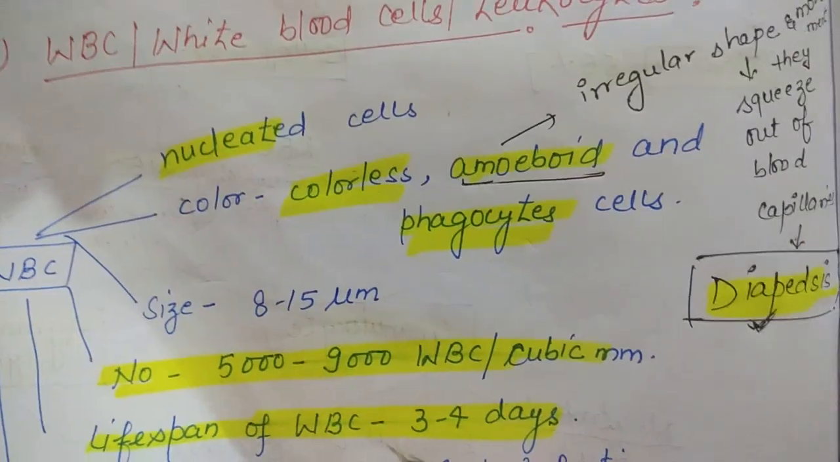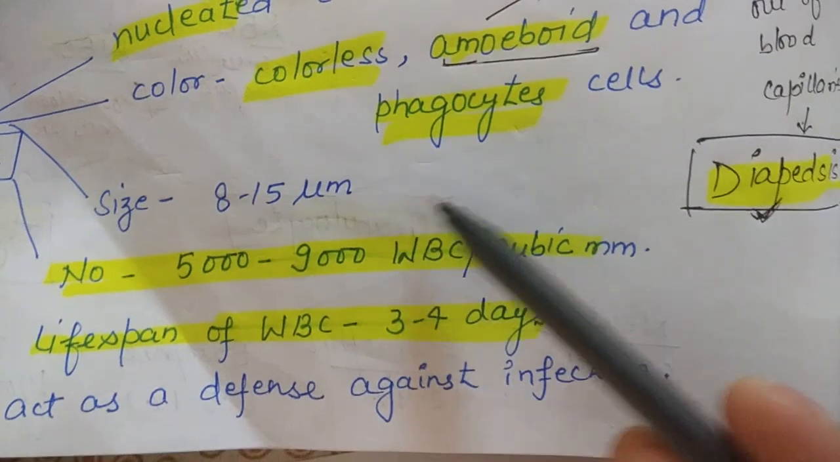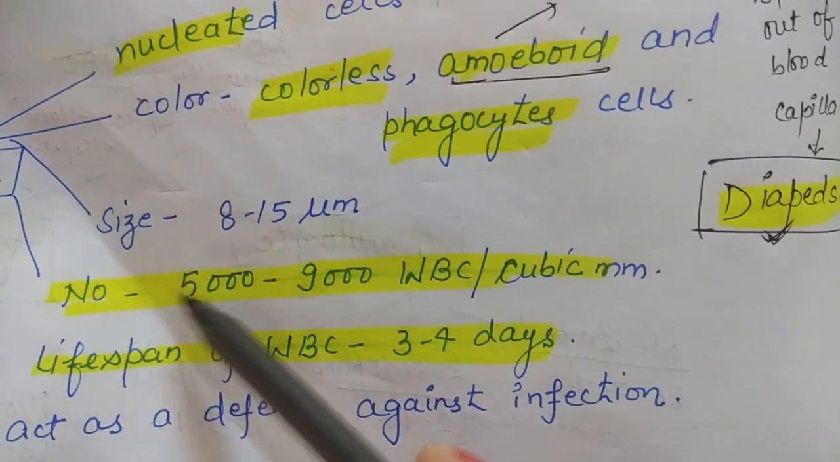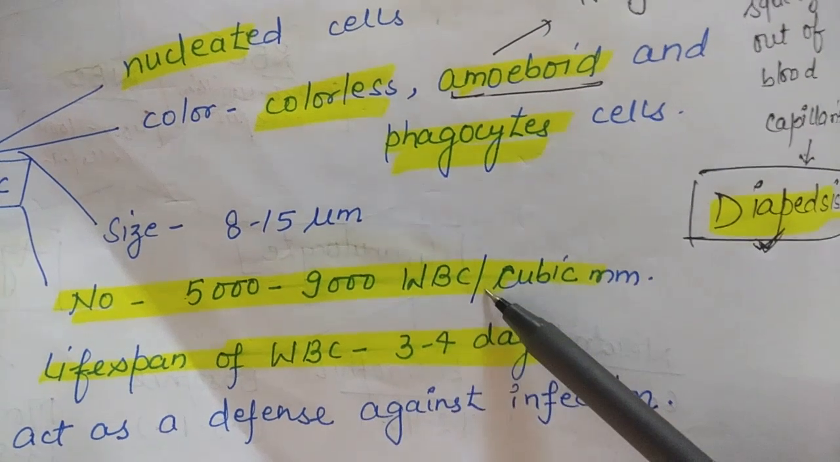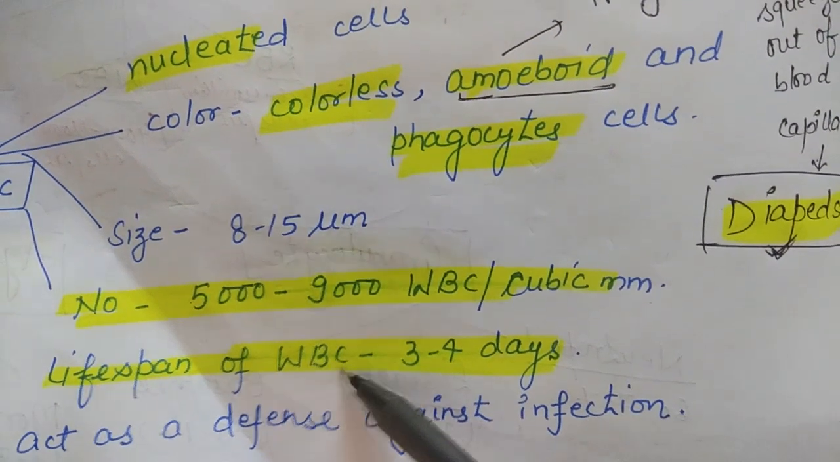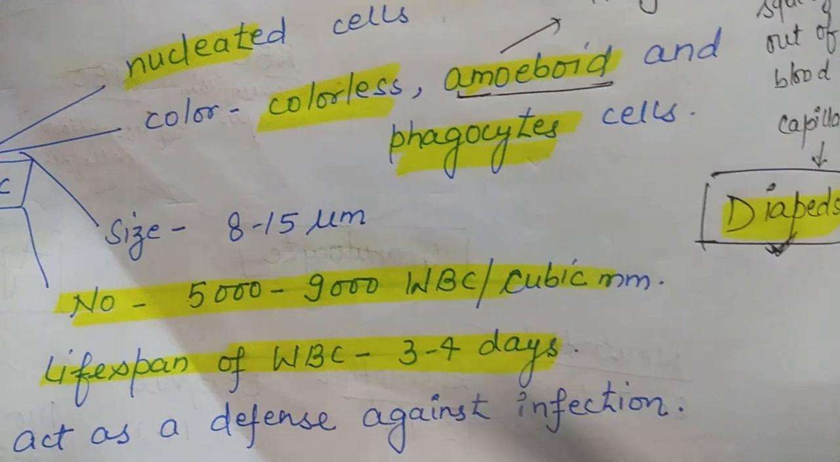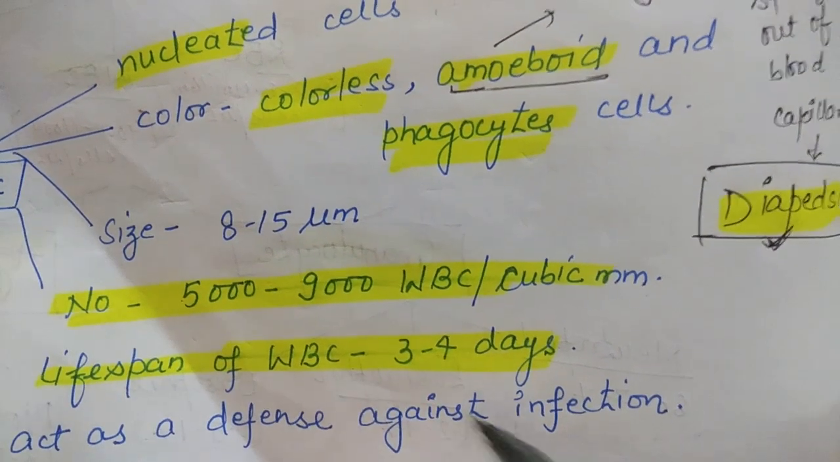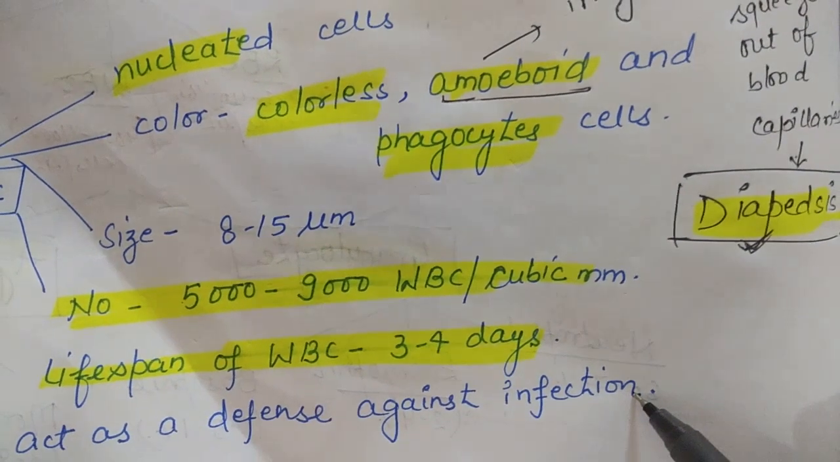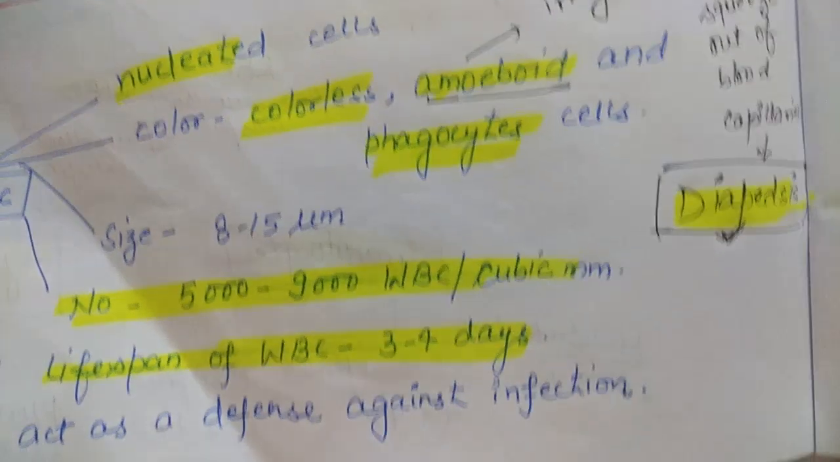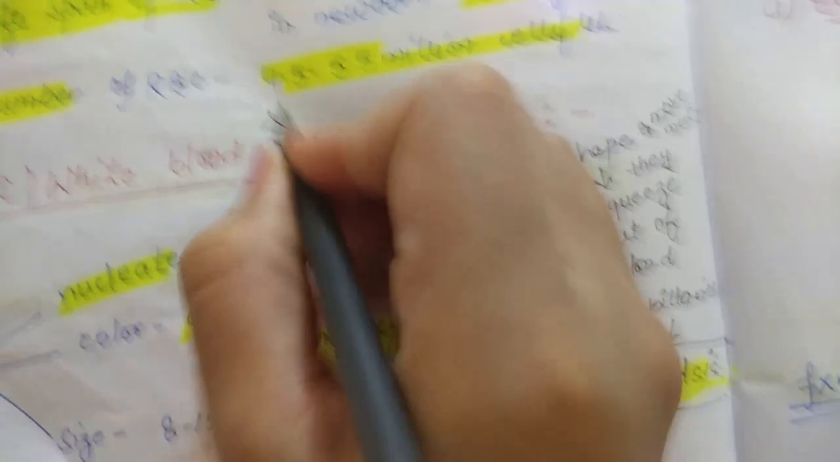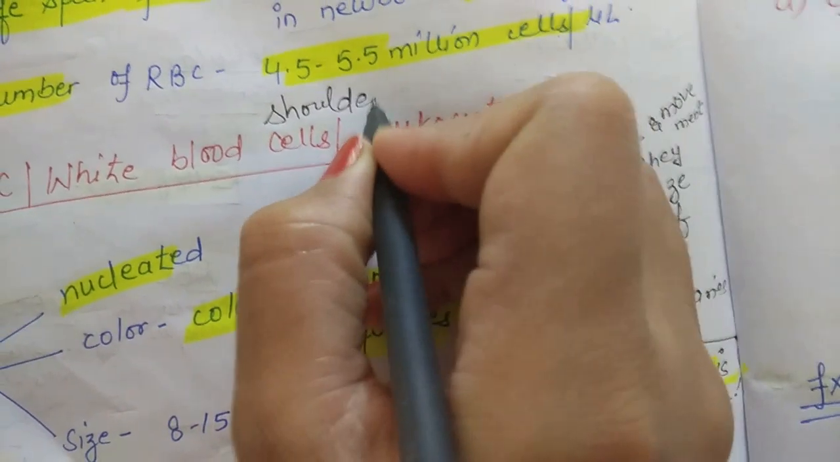The size of WBC is 8 to 15 micrometer. The number of WBC is 5000 to 9000 per cubic mm. Lifespan of WBC is 3 to 4 days. And WBCs act as defense against infection. That means they protect the person from getting infection. So that's why WBCs are known as the soldiers of the body.